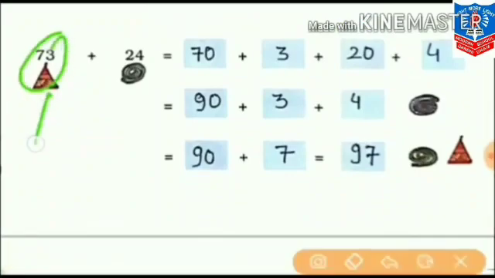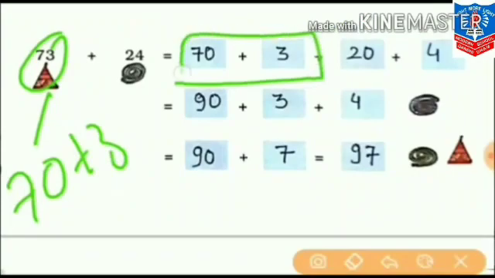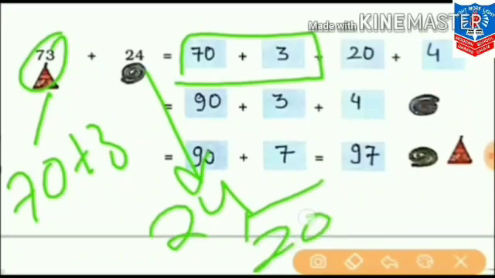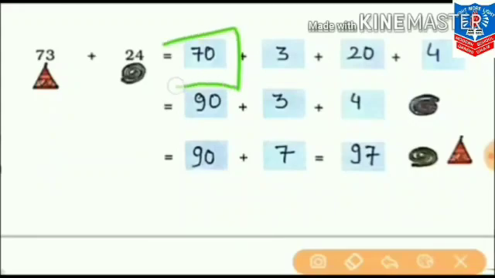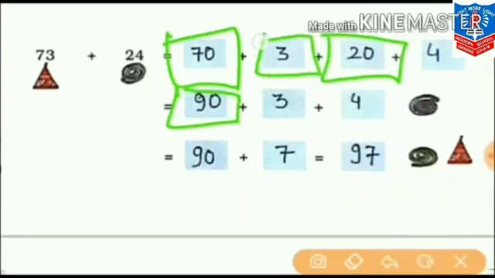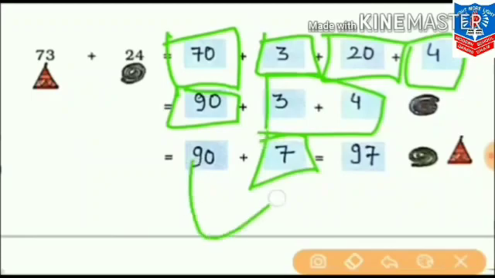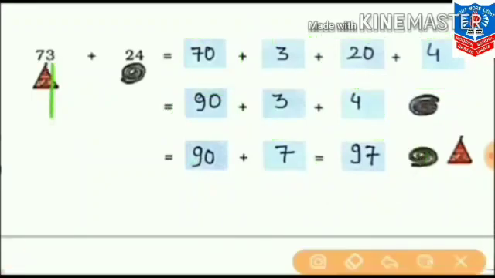Next one. 73 plus 24 is equal to 73 को कैसे लिख सकते हैं? 70 plus 3. 24 can be written as 20 plus 4. So in the box given, write 70 plus 3 plus 20 plus 4. 70 plus 20 becomes 90 plus 3 plus 4. Okay. Then next column, 90 ऐसे आएगा. 3 plus 4 is 7. So 90 plus 7 is 97. I hope you all are understanding.